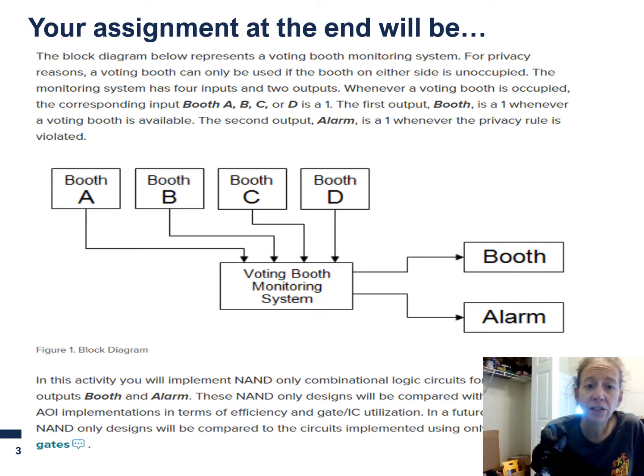The monitoring system has 4 inputs and 2 outputs. So that makes this a little bit different than the things that we've been doing before. So instead of 1 output, we now have 2. We're going to have 2 LEDs, and they have to do the right thing at the right time. Whenever a voting booth is occupied, the corresponding input, booth A, B, C, D, is at a 1.